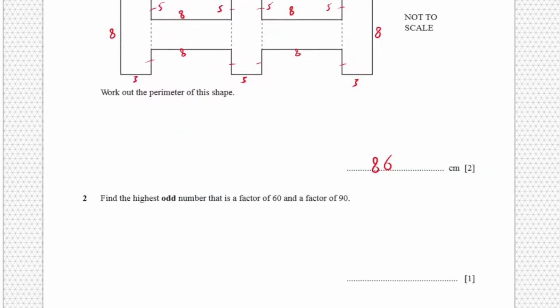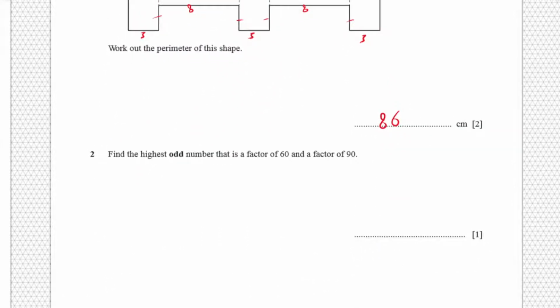Let's move on. Find the highest odd number that is a factor of 60 and a factor of 90. Alright, so for this one, you may have to do some trial and error. There might be some other ways, but in my opinion, that's one way to do it. You don't need an even number, you need an odd number. So I have thought about it, and to me it seems like 15 is the answer, right?